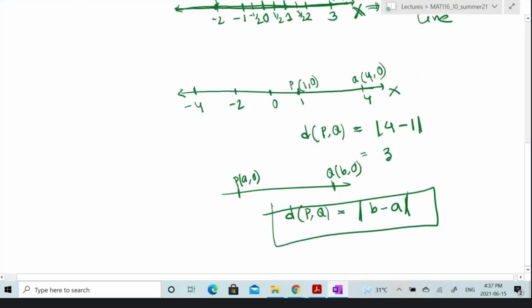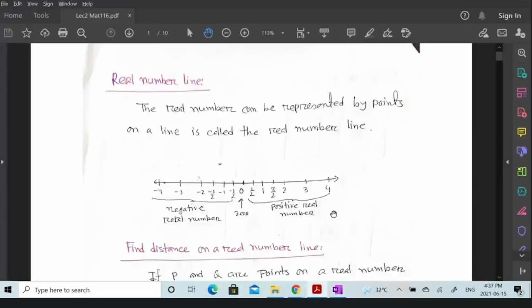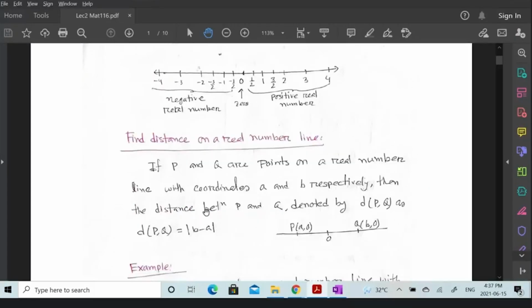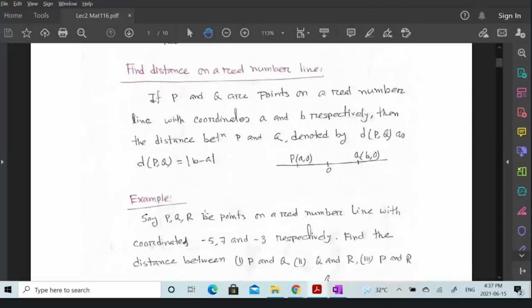But from here we will also see very soon how to derive the formula for a two-dimensional coordinate system. But up to now, this is how we find the distance if we have just the x-axis, or 1D. All right? Okay. So this is the formula written here. We have an example here.